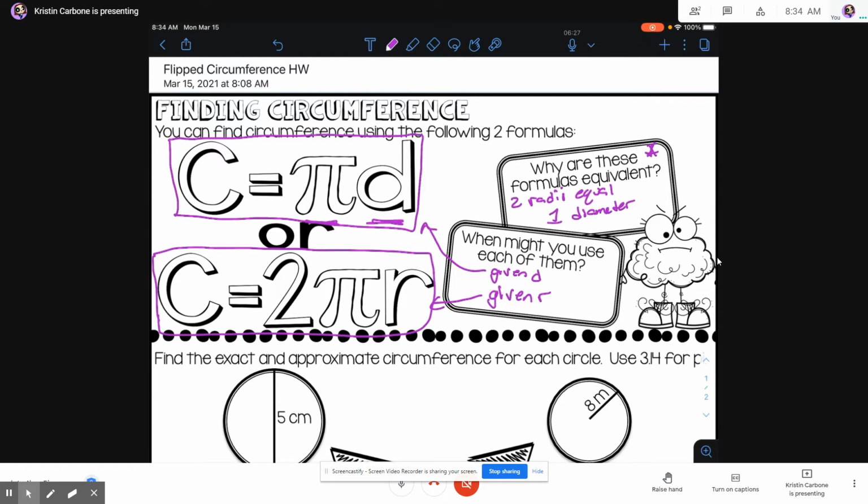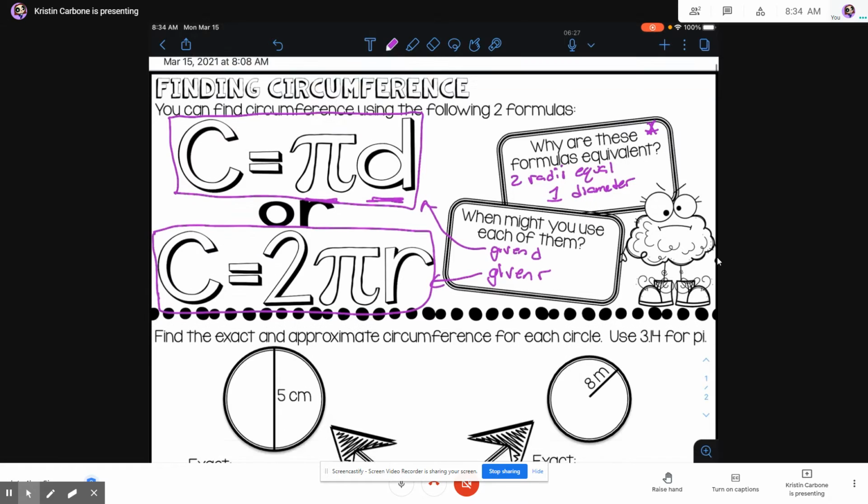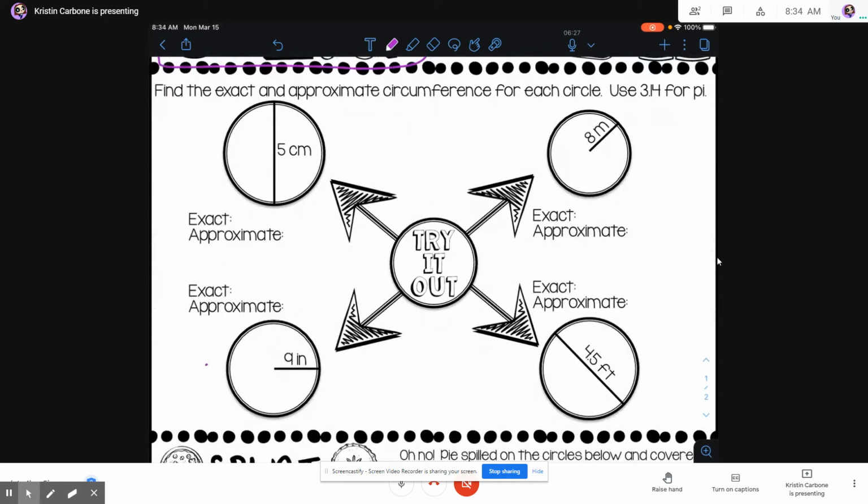All right, so let's put this into practice. It's saying find the exact and approximate circumference for each circle. Use 3.14 for pi. I'm actually going to have you not use 3.14 for pi. I'm going to have you use the pi button on your calculator so that you can get a real, true, exact value. So let's look at this first one here.